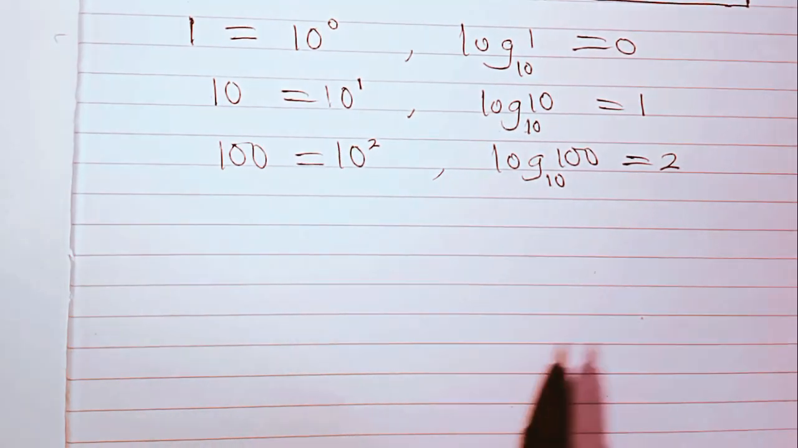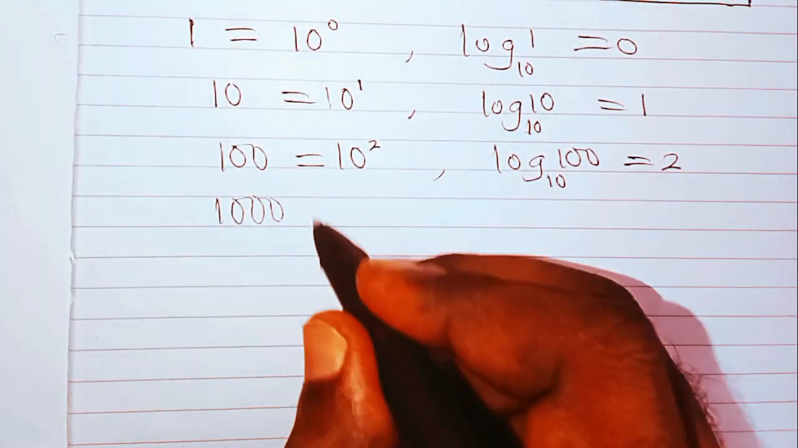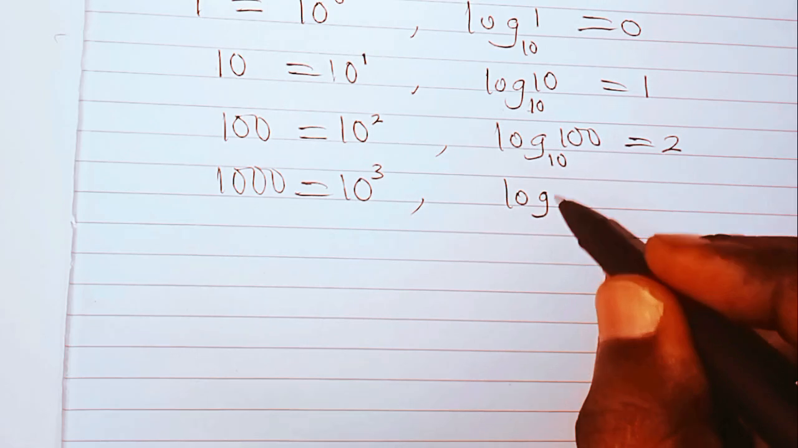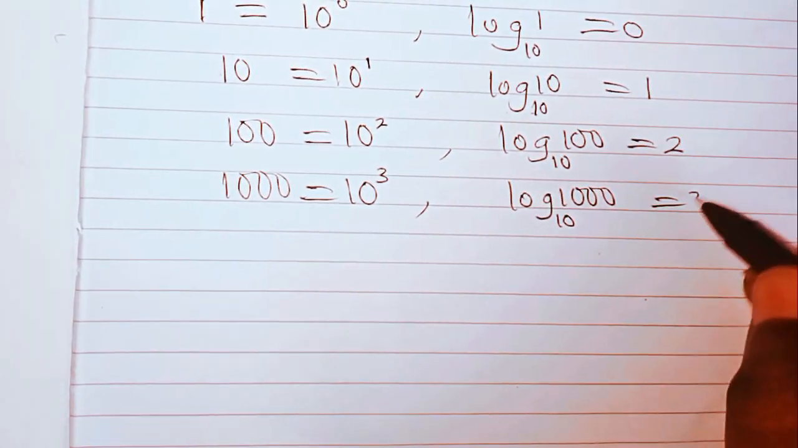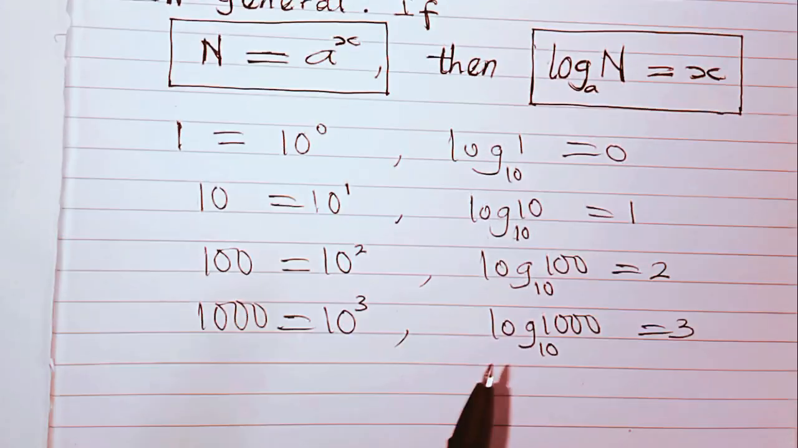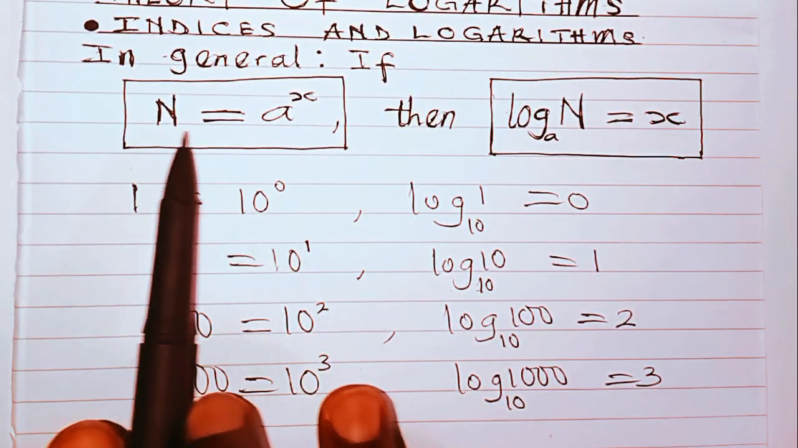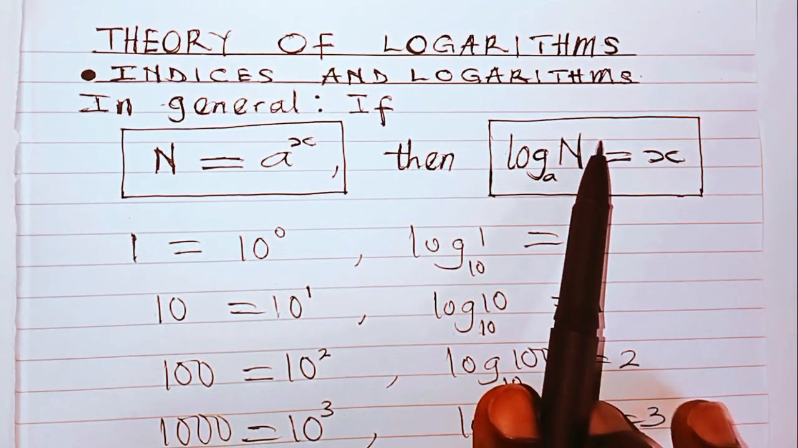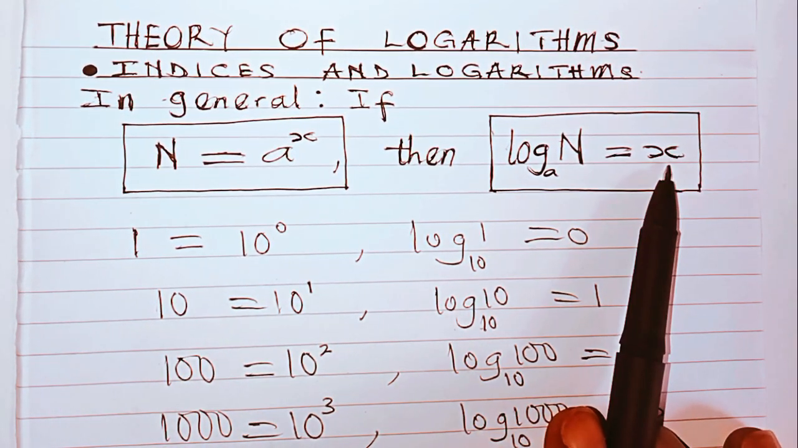And then another way is if 1000 equal to 10 raised to the power of 3, and then we can say that log 1000 base 10 equal to 3. That is 10 raised to the power of 3 equal to 1000. So the existing relationship is that if n equal to a raised to the power of x, then log n base a is going to be equal to x.